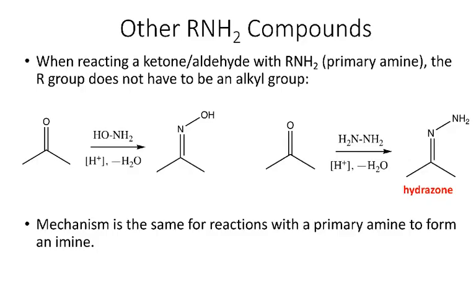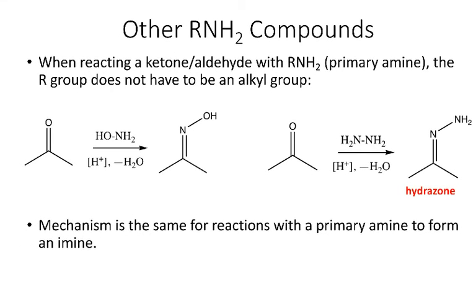So going back to when we were talking about primary amines reacting with aldehydes and ketones, they made imines, where I ended up with a double bond between the carbon and nitrogen. And so we often represented the primary amines as RNH2. Well, it turns out the R group doesn't have to be an alkyl group.